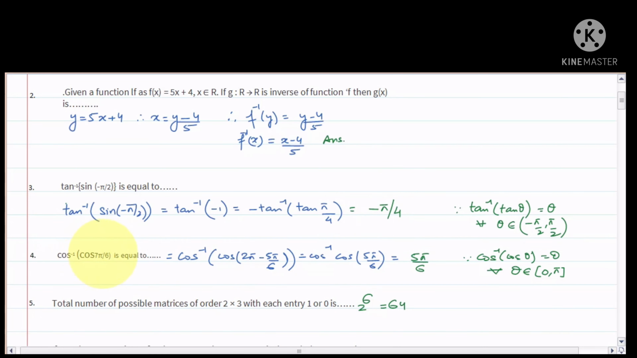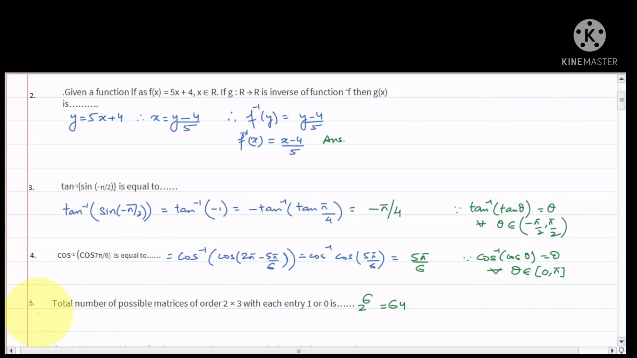Then cos inverse cos 7 pi by 6 is equal to? We'll see what the principal value branch for cos is. It is from 0 to pi. So we'll try to bring 7 pi by 6 between 0 and pi. So it becomes cos inverse cos of 2 pi minus theta, because cos of 2 pi minus theta is equal to cos theta. So 2 pi minus 5 pi by 6 gives 7 pi by 6. It comes in the domain of cos inverse. So cos inverse cos 5 pi by 6 is equal to 5 pi by 6, because cos inverse cos theta is equal to theta, where theta lies between 0 and pi.